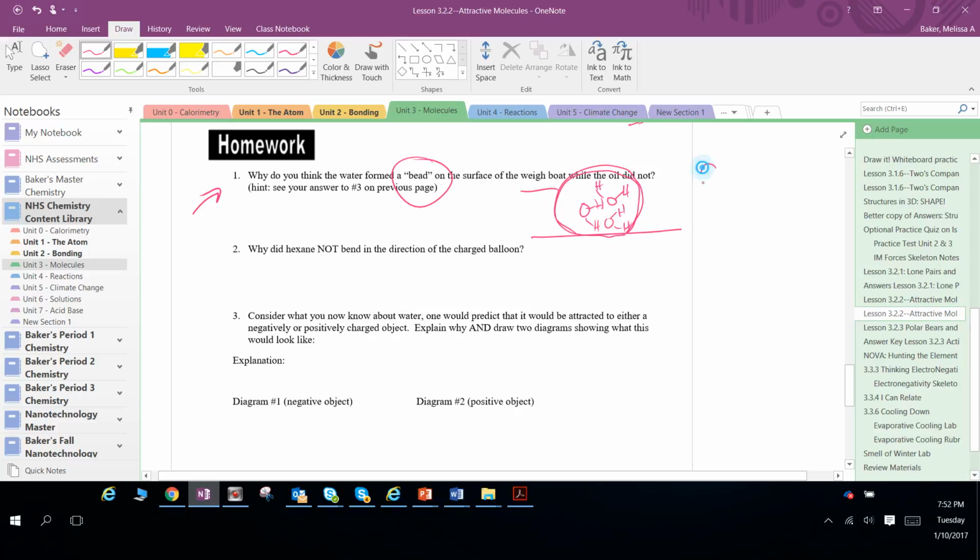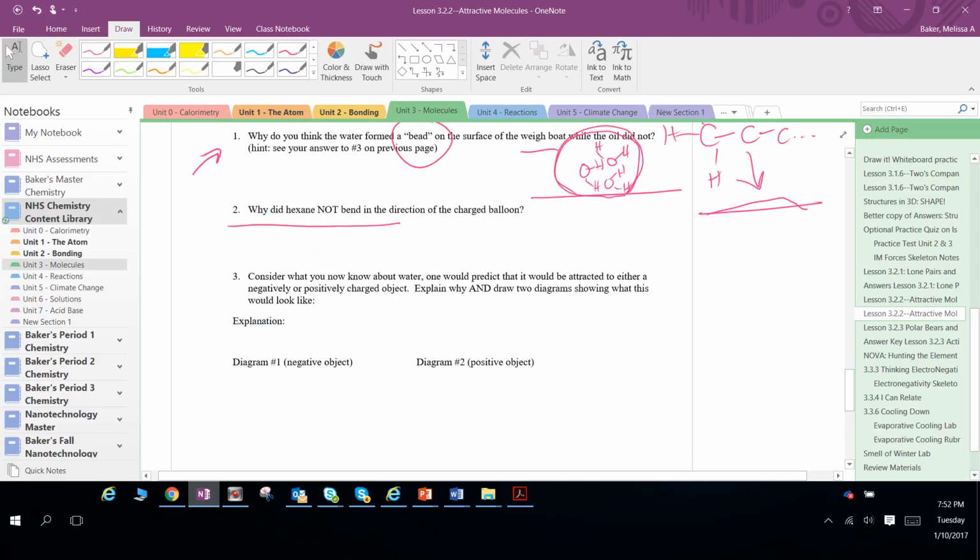Something like hexane with just a bunch of carbons and hydrogens. There's no partial charges, so they don't care about each other and they just flatten out on the paper. That's the reason why hexane does not bend in the direction of the balloon. There are no partial charges attracting them to the balloon.